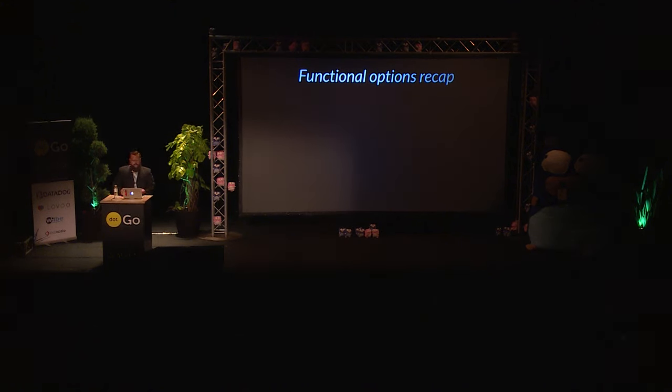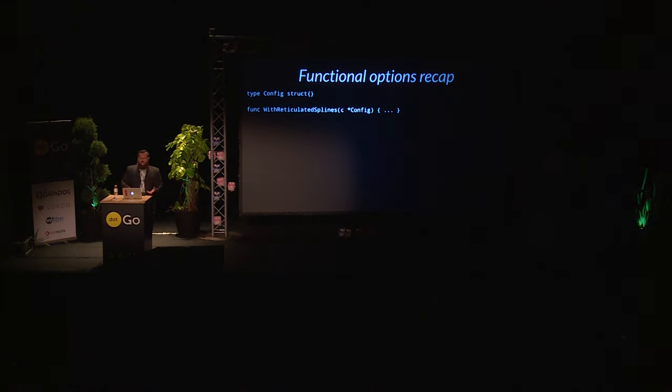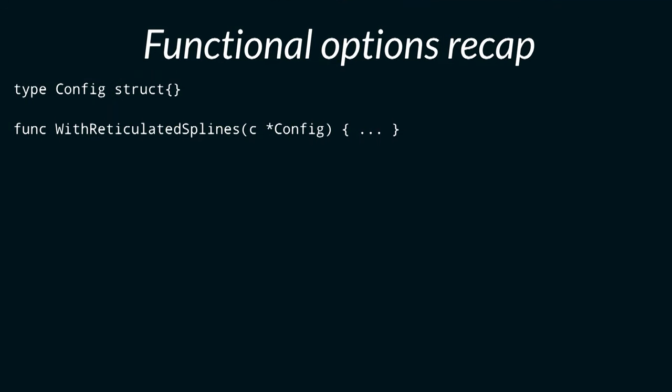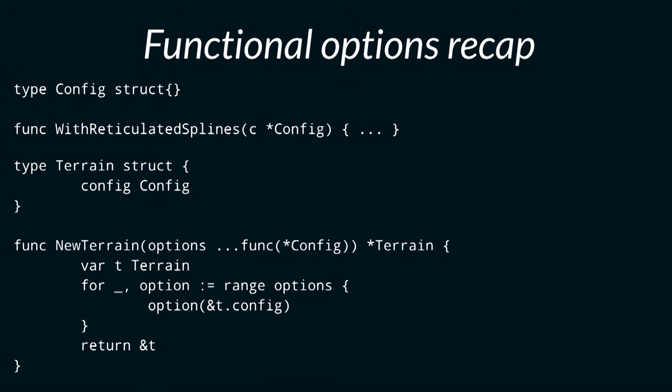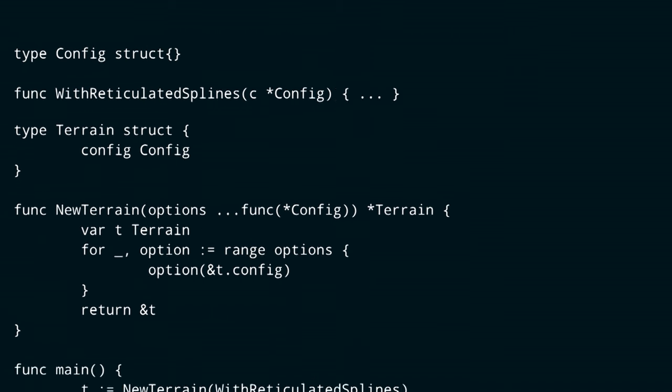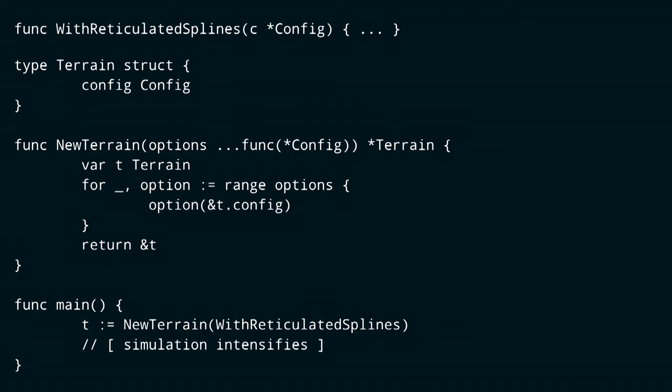So to begin with, we'll really quickly recap the functional option pattern. We start with some options expressed as a function which takes a pointer to a structure to configure. We pass these functions to a constructor, and inside the body of that constructor, we iterate over each function in order, passing in a reference to the config. And finally, we call new terrain with the options that we want, and away we go. So hopefully everyone is familiar with this pattern. Now, where I believe the confusion comes from is when you need to have an option function which takes an argument.